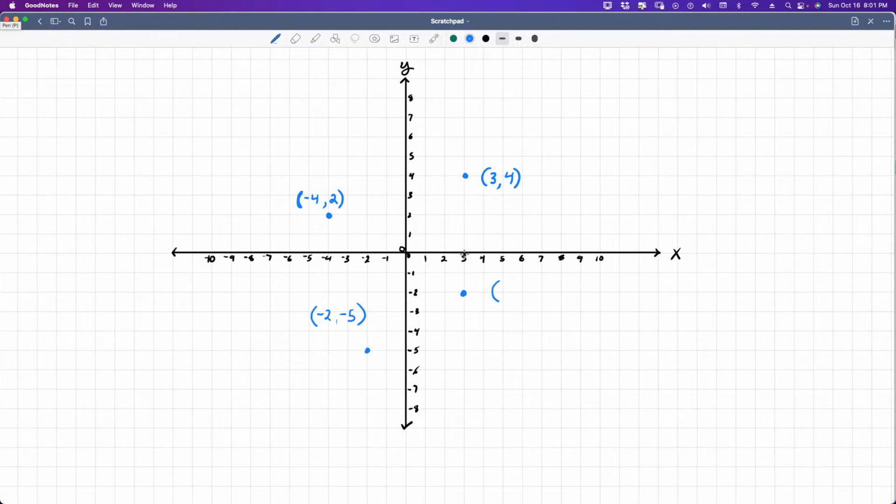Now on the x-axis, which is always the one that you started with, it's the number line that you first learned about, so it makes sense that it is the first point in the coordinate system.